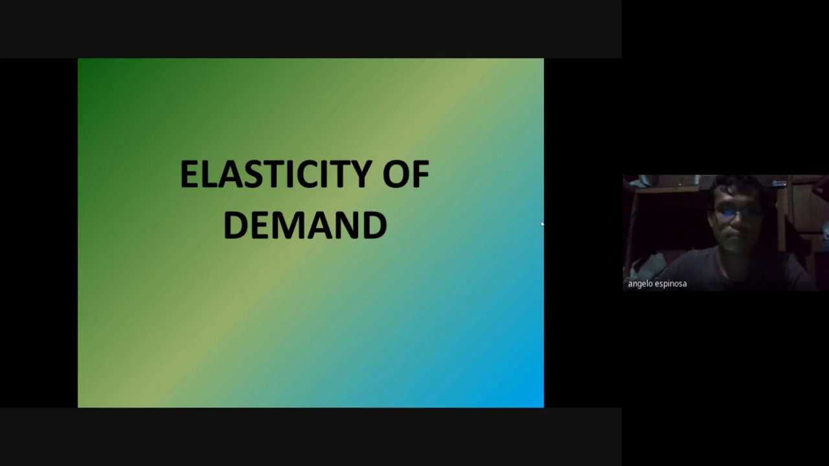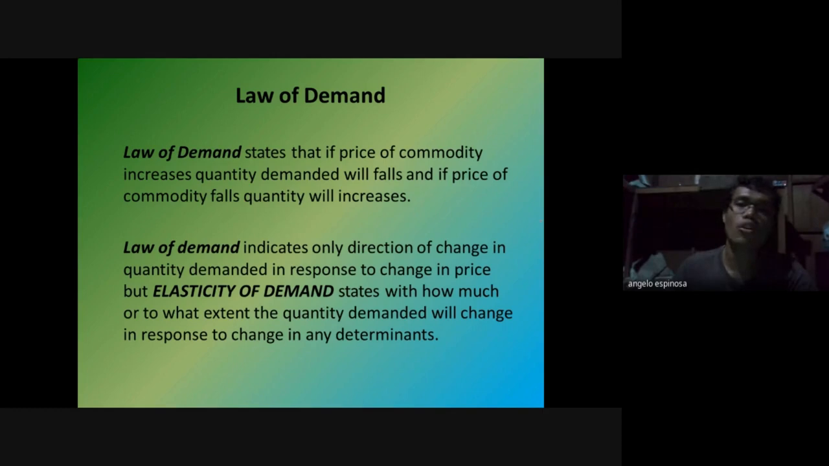Pag sinabi mong elasticity of demand, always put in your mind the law of demand. The law of demand states that if the price of a commodity increases, the quantity demanded will fall. Lagi niyong iisipin, ilalagay ninyo yan sa inyong isipan. Now, if the price is increasing, the quantity demanded is decreasing. Lagi niyong ilalagay sa utak niyo yan, ha? So, huwag niyong kakalimutan. Okay? And if the price of a commodity falls, quantity demanded will increase.